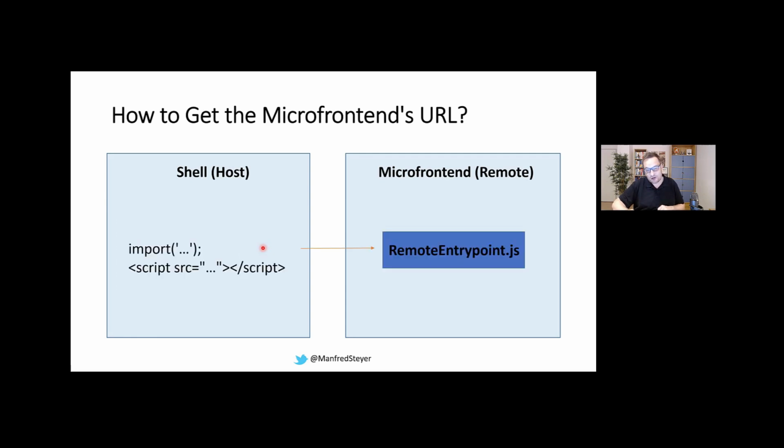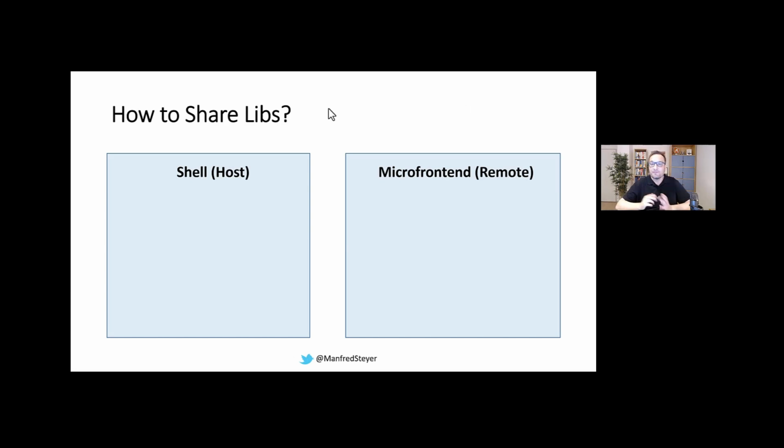Also we need to share some metadata. For this we provide a so-called remote entry point, and this entry point needs to be loaded into the shell, so the shell knows how to interact with the micro frontend. This metadata, by the way, is also necessary to find out what to share with the micro frontends. This is why we started to talk about federation, didn't we?